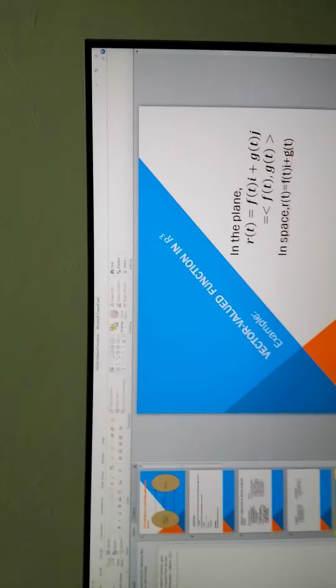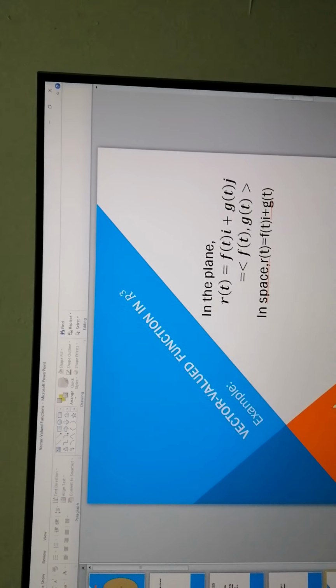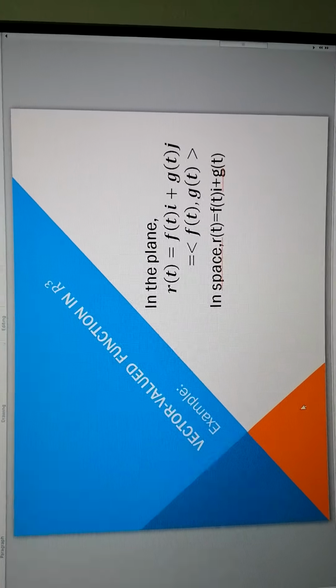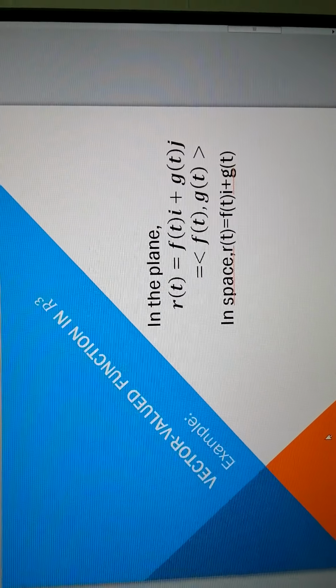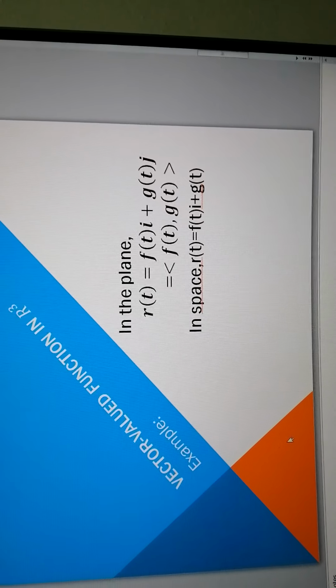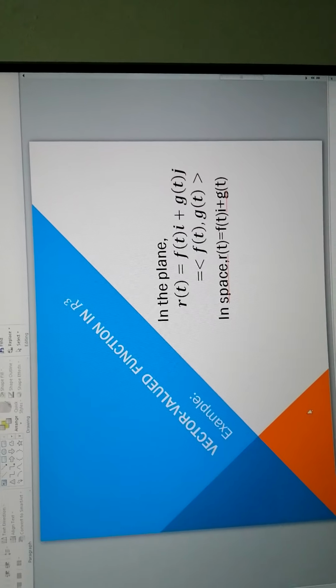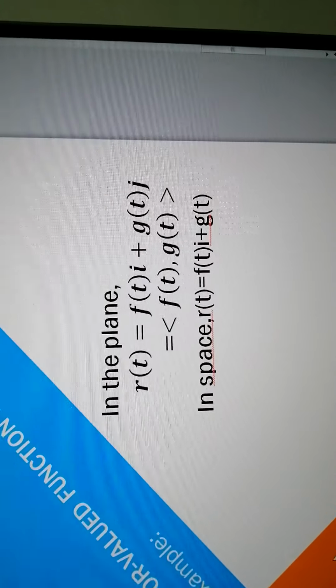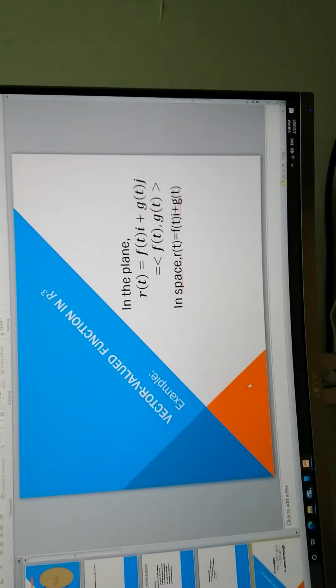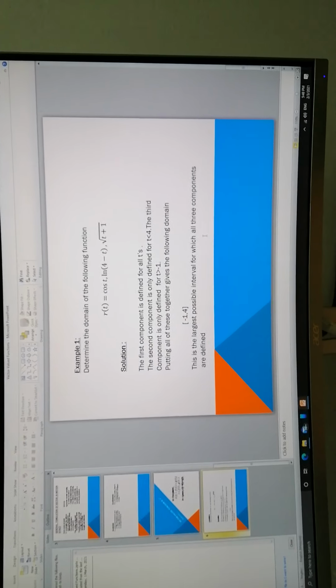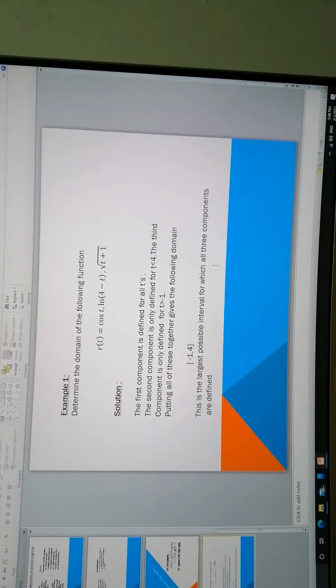Vector valued function in R³. For example, I've taken this example from Wikipedia as well. In the plane, r(t) = f(t) i + g(t) j. So we have this in one equation, or we can call it one group. In space, r(t) = f(t) i + g(t) j + h(t) k. That is the final equation that we will get. Now I have another example which I would like to share with you all, which I have taken from Wikipedia as well.